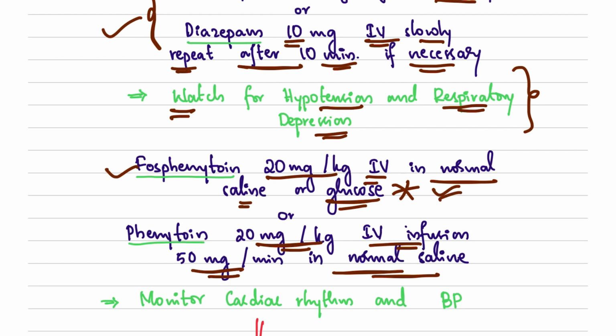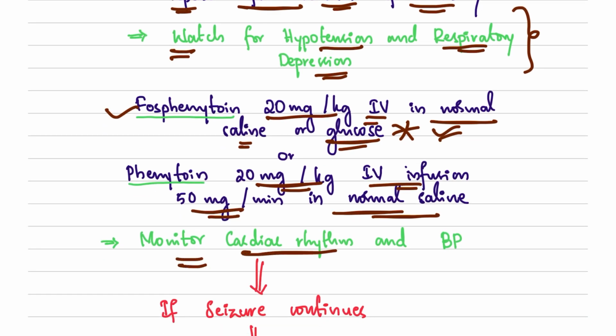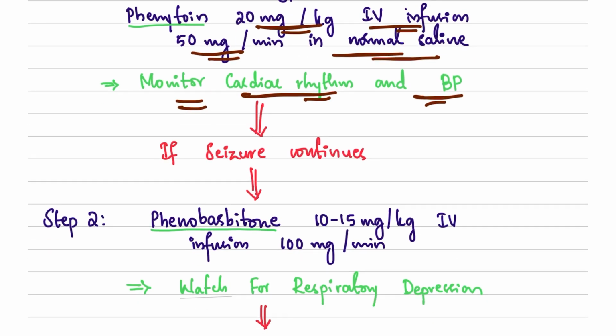Then you can also give phenytoin, which is 20 mg per kg IV infusion, or 50 mg per minute in the normal saline. And in this case, you make sure that you are monitoring the cardiac rhythm as well as BP of the patient. And if the seizure is still continuing, this is very important. If the seizure is still continuing, move on to step 2, that is phenobarbital.